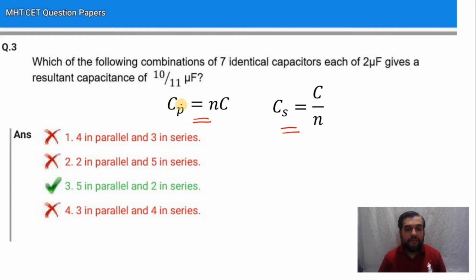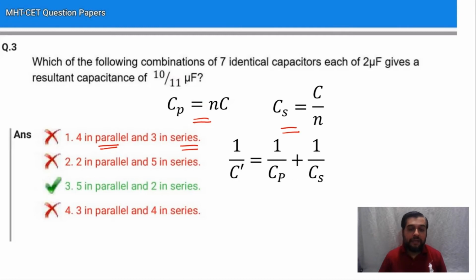Now what they are saying is, some resultant capacitors in parallel and some resultant capacitors in series, and we have to find the combination. Obviously this plus this means this again has to be in series. Whenever you consider capacitors in series, the resultant capacitance is given as 1 upon C1 plus 1 upon C2. So in this case, let's say the resultant capacitance is C dash. Then 1 upon C dash will be equal to 1 upon Cp, where Cp is the total capacitance in parallel, plus 1 upon Cs, where Cs is the total capacitance in series.